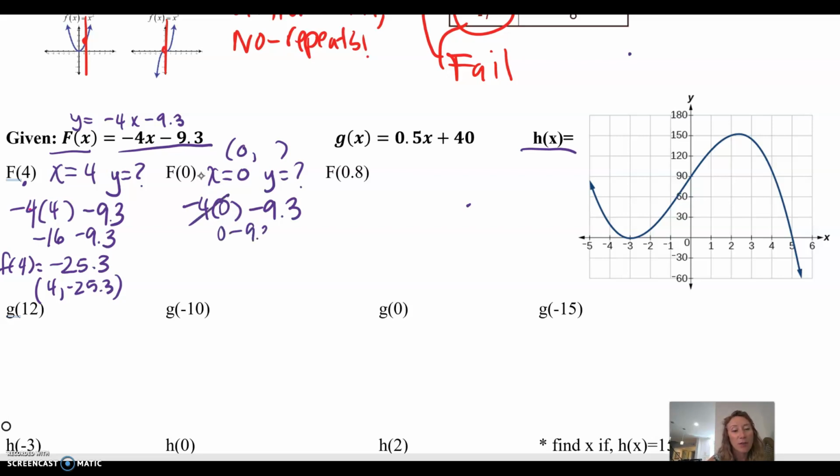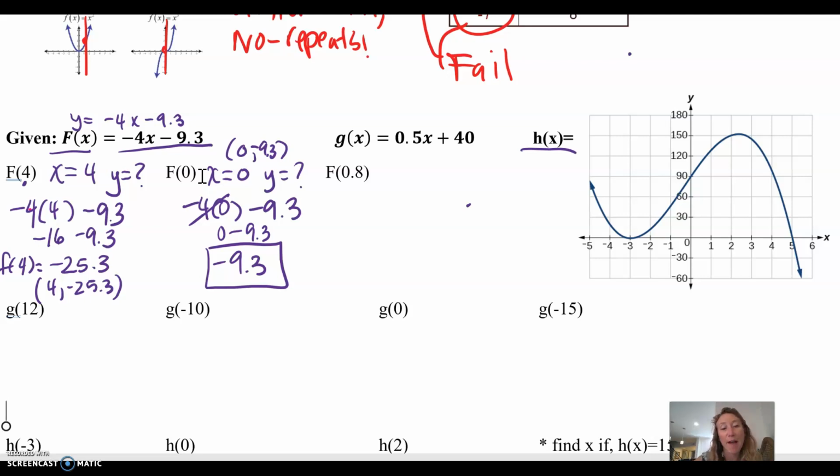0 minus 9.3 is negative 9.3. So this is the answer. Negative 9.3 is the answer, but it represents the ordered pair 0 comma negative 9.3. Negative 9.3 is the y value.